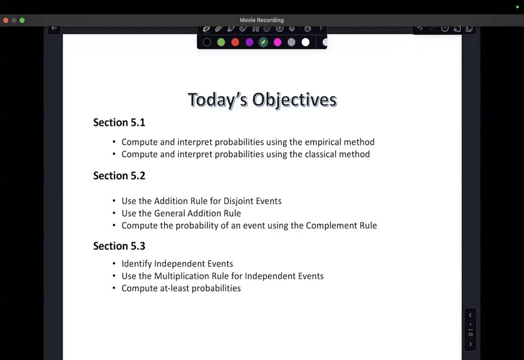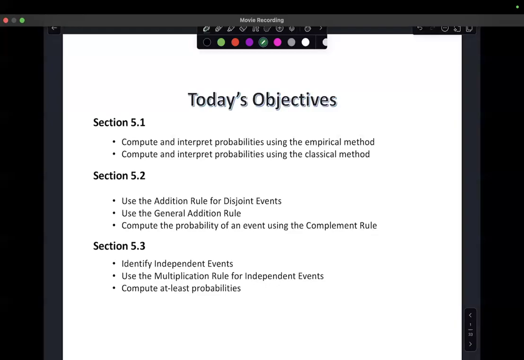So today we've got 5.1. We're just going to be kind of talking about the empirical method and the classical method, what those two methods are, and how to calculate those probabilities. A little bit of terminology here. This is going to feel very disconnected from what we've been doing, but it will tie in pretty well with what comes after. So we're going to have this disjointed piece right now, and then I'll build on it and it'll make sense where it came from.